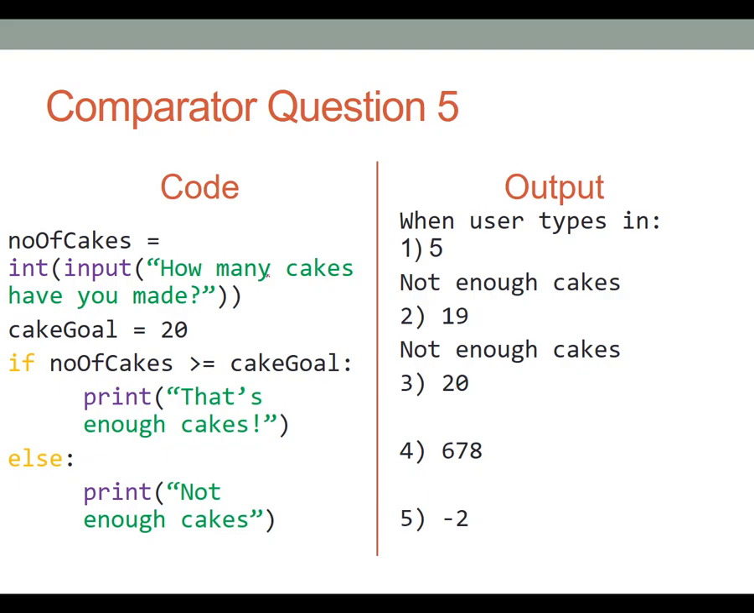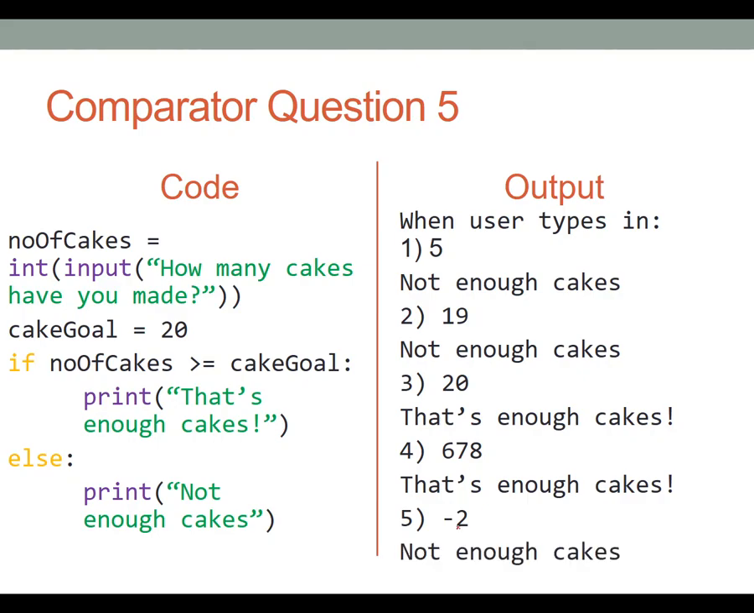Is 20 greater than or equal to 20? Because it's an equal sign there, it's true. If it didn't have that, it would be false, but it's greater than or equal to, so it's the equal bit here, so it will say that's enough cakes. And then any number over 20 is going to say it, so 678 is going to say it, 678,000 is going to say it. Where it gets interesting is minus 2. Minus 2 is less than 20, it works with negatives as well, and it's going to say not enough cakes.